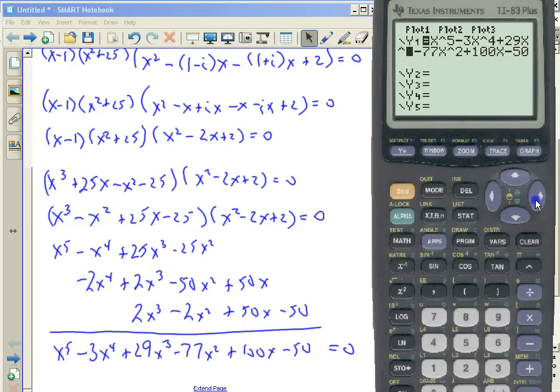Okay. I don't know why there's an extra space there, but all right. Okay, is that what we got? This is what first period got. Is that what we got? X to the 5th minus 3x to the 4th plus 29x cubed minus 77x squared plus 100x minus 50.